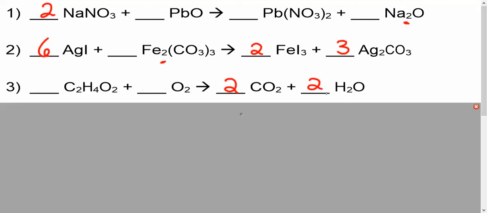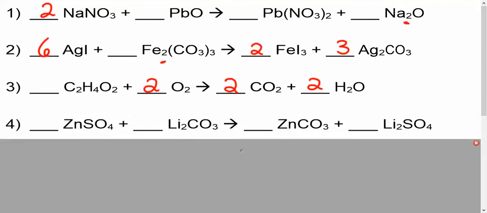How many oxygens are on the right? 2 times 2, there's 4 here. There are 4 oxygens here, and 2 there, for a total of 6 on the right. On the left I have 2 right here and 2 right here. So I need 2 more oxygens. So if I throw a 2 here, that gives me 4, 5, 6. So now it's balanced. This one is balanced already, so let's move on.